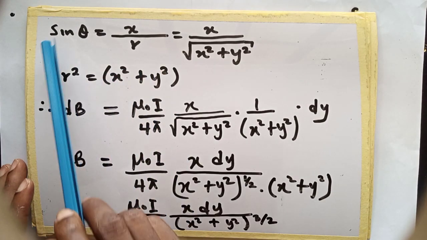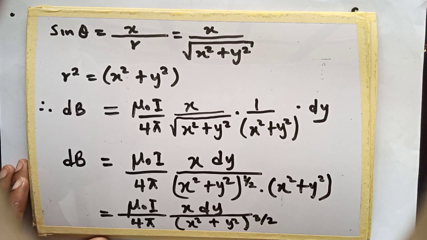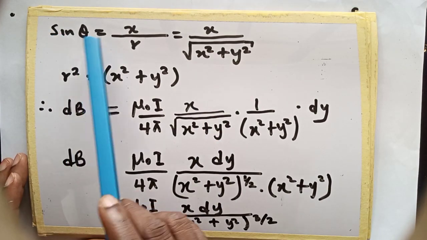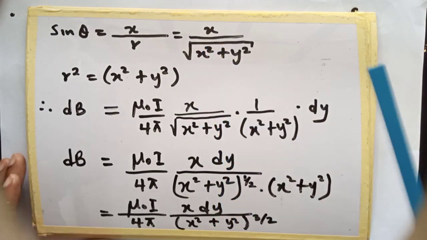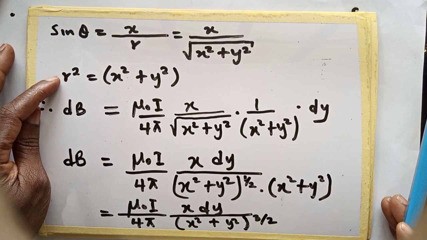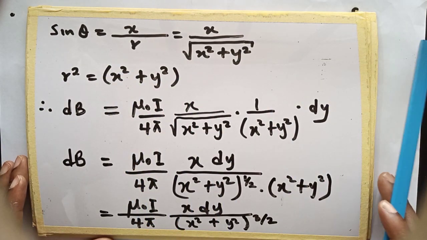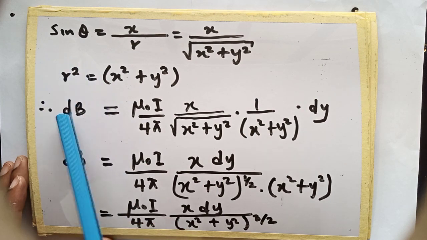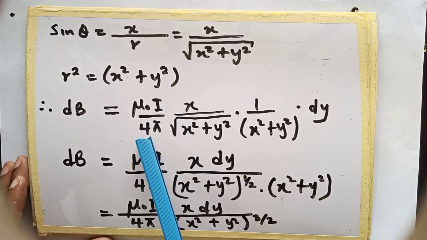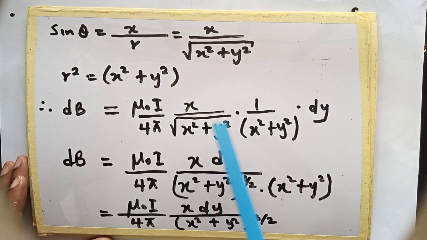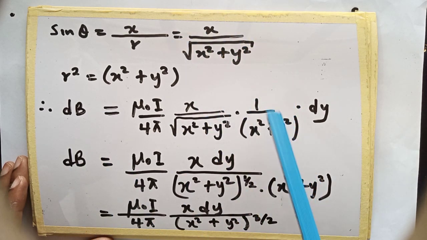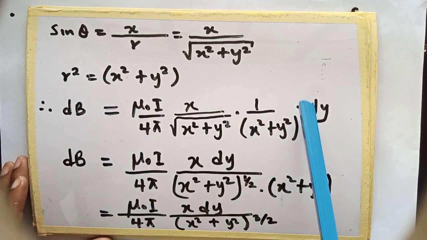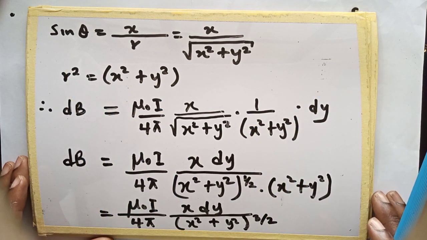From there, we recall that sine theta is equal to x over r. If you go back to the diagram, sine theta is equal to x over r, which is the same thing as x over the square root of x squared plus y squared, where r squared is equal to x squared plus y squared. So if we substitute these values into the Biot-Savart law, we have this expression: mu naught I over 4 pi, times x over the square root of x squared plus y squared, so this part is the sine theta part, multiplied by 1 over x squared plus y squared, which is the r squared part, then multiplied by dy.